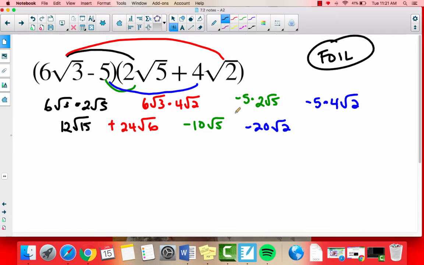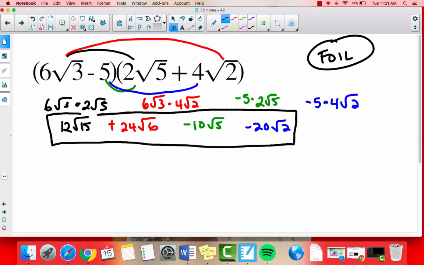So the key on these multiplication problems is to FOIL, and then of course after you FOILed, see if you can reduce anything or combine like terms. But like I said, this is the final answer. Not very pretty, but we would be done.